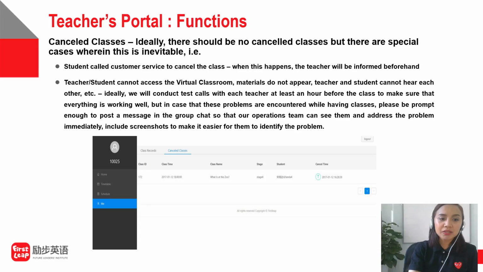Okay. Also, under the Me option, we have the canceled classes. Okay, those are the records of the classes that were canceled. Ideally, there should be no canceled classes, but there are special cases wherein this is inevitable. For example, the student called customer service to cancel the class. When this happens, the teacher will be informed beforehand.